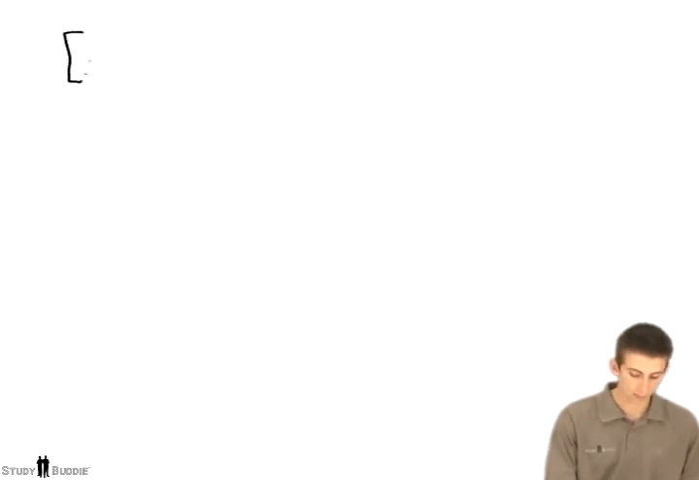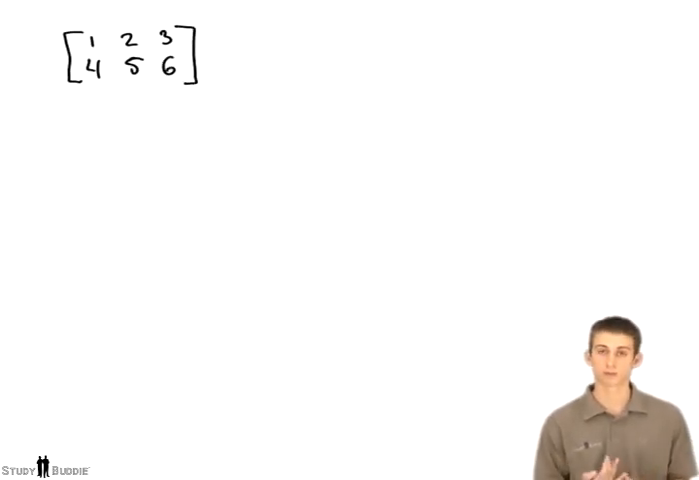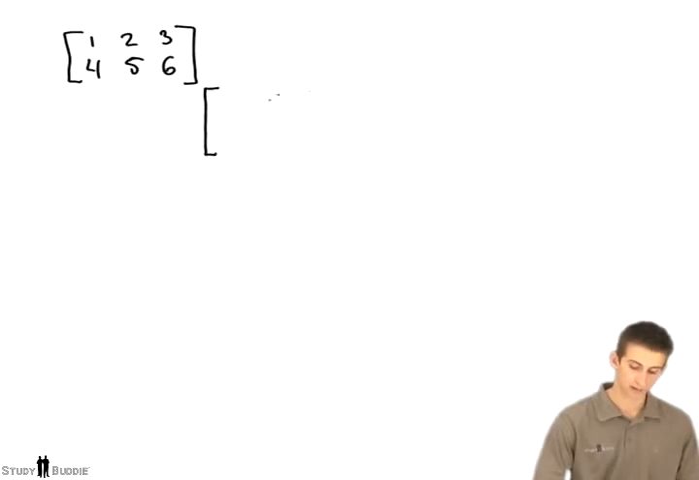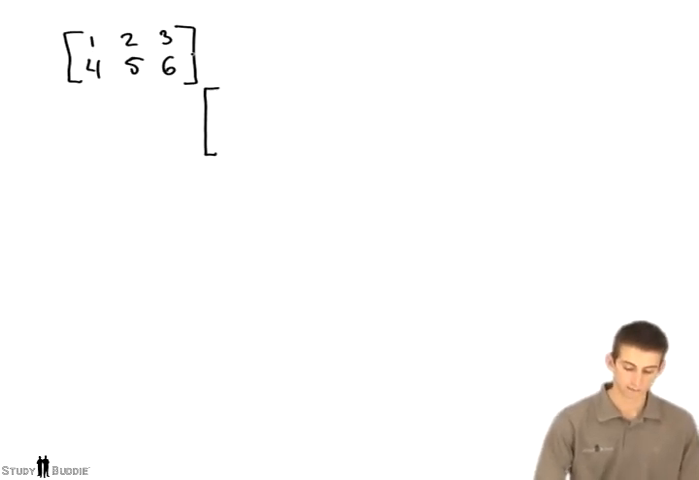So if we had a matrix 1, 2, 3, 4, 5, 6, if we wanted to multiply by an identity matrix, we have to first choose the identity matrix of the appropriate size. So we know it's going to need to have the same number of rows as the number of columns in our matrix. So it's going to have 3 rows. So 1, 0, 0, 0, 1, 0, 0, 0, 1.